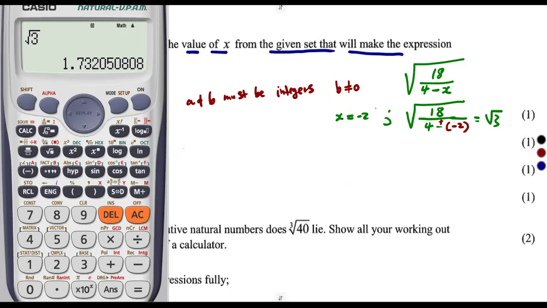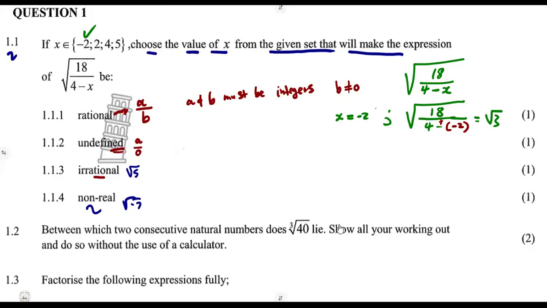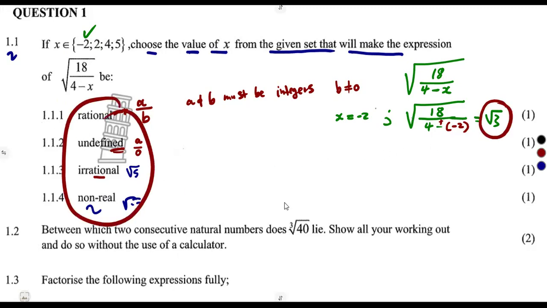A non-recurring decimal does not even end. Does not end. That is when x is what? When x is 2. When x is -2. So when x is -2, what type of a number do we have there? Square root of 3. What type of a number is that?